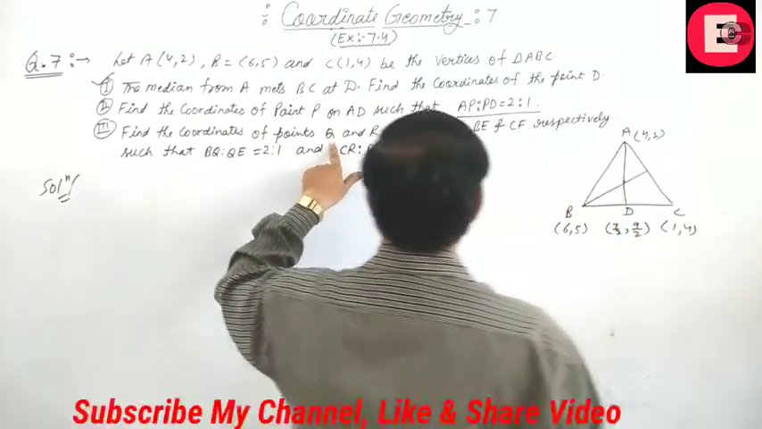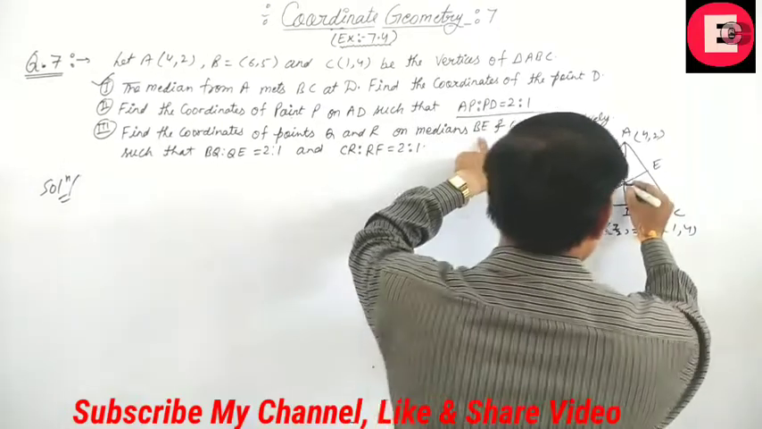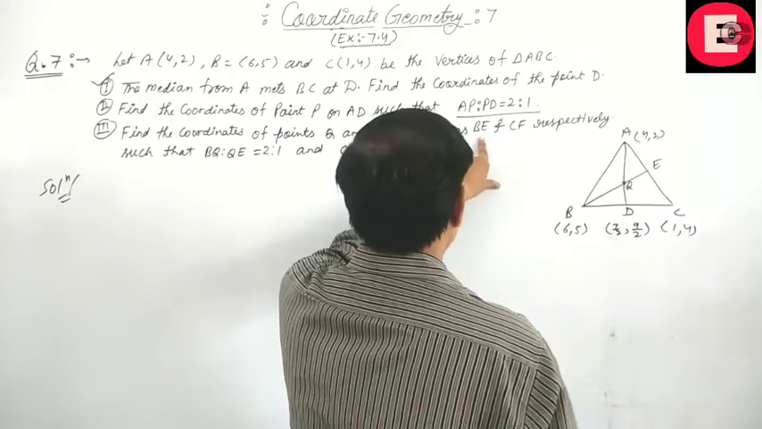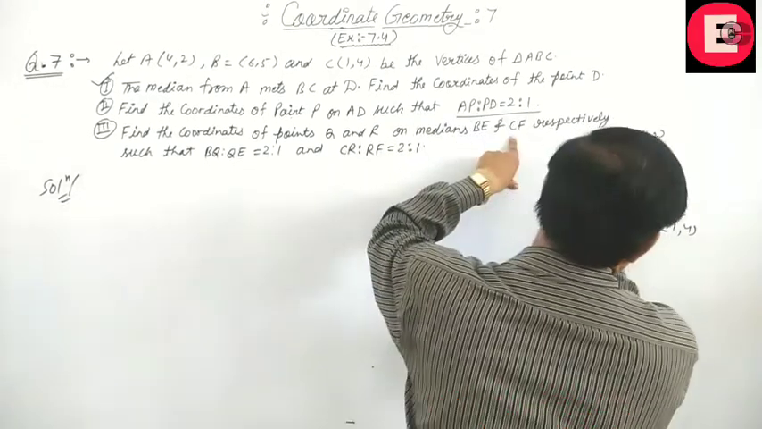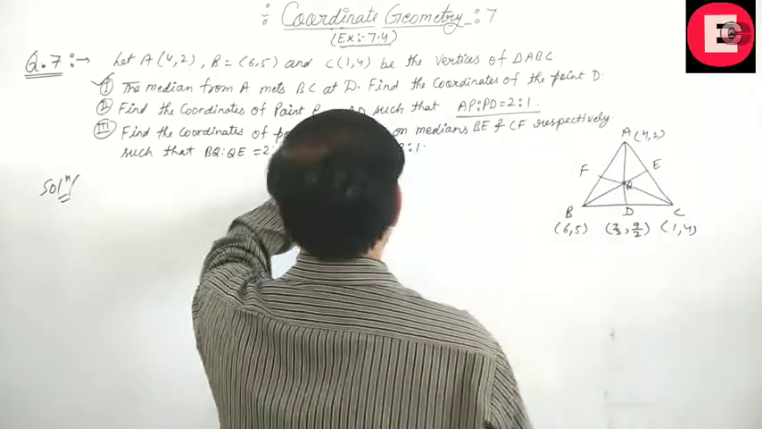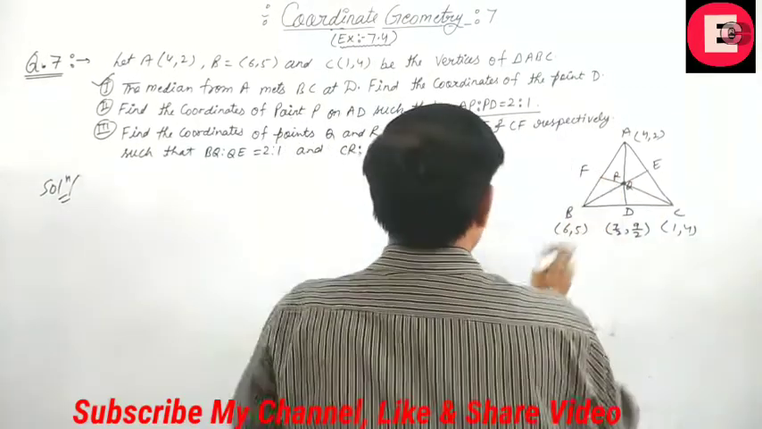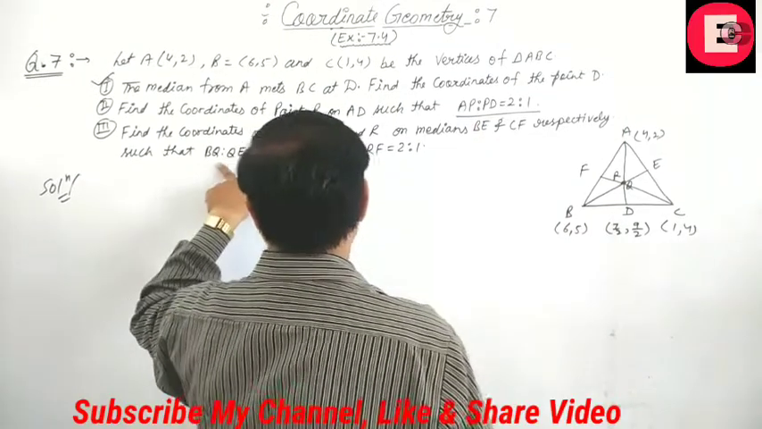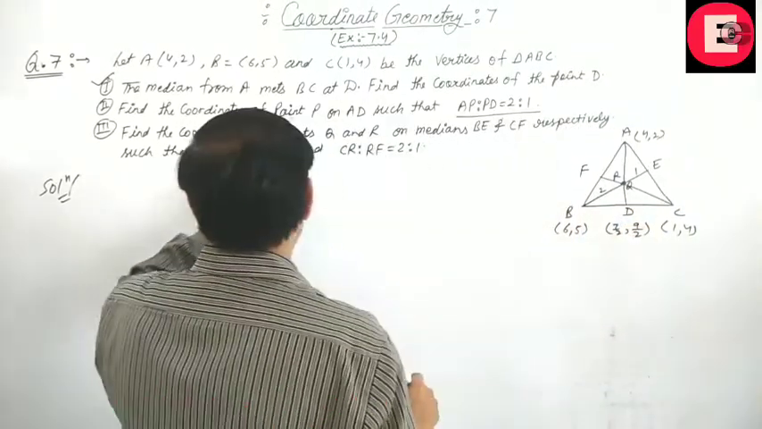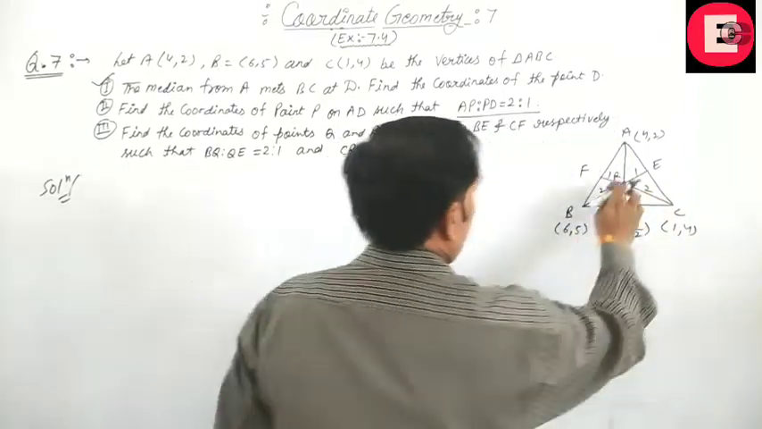This is the median BE, which intersects at a point Q. And CF is also a median, which intersects at a point R. The ratio is given: BQ to QE is 2 to 1, and CR to RF is also 2 to 1.